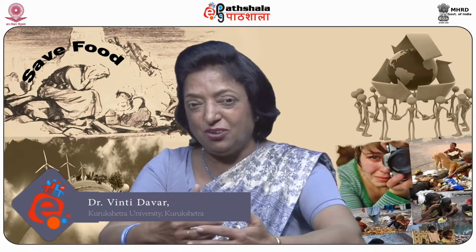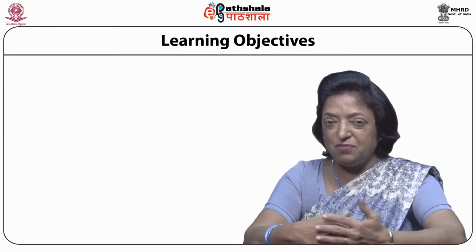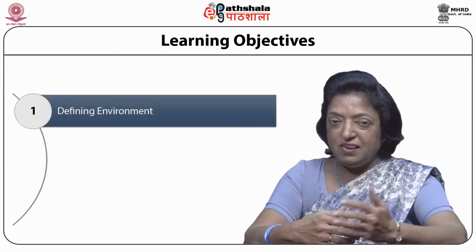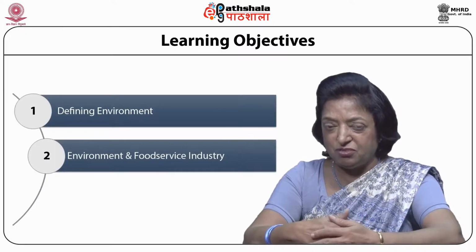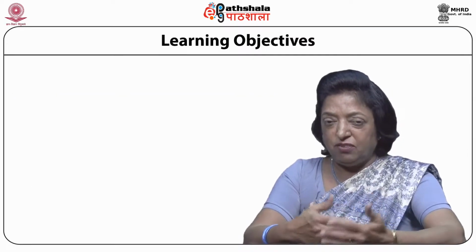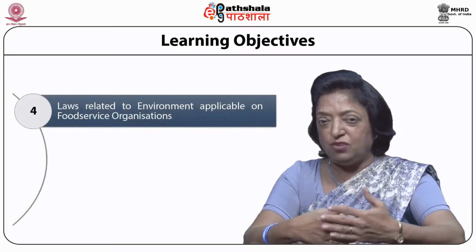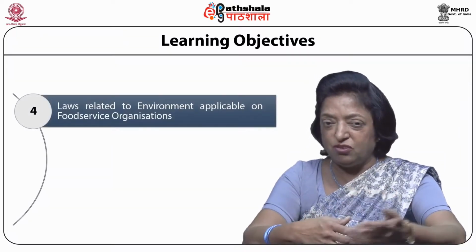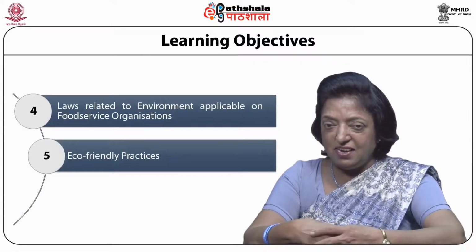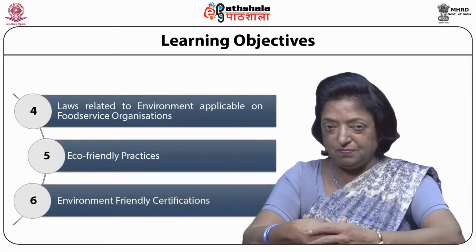Today we are going to talk about the module Eco-Friendly Practices in Food Service from the paper Food Service Management. The main objectives of this module are the definition of environment, relation of environment and food service industry, to know the sources of pollution, to acquire knowledge about laws related to environment applicable on food service organizations, various eco-friendly practices, and environment-friendly certifications.